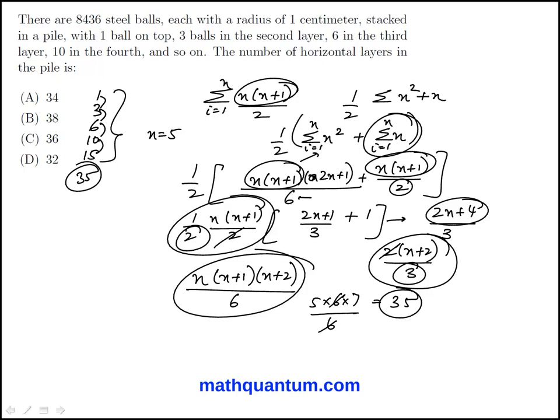Now the key thing is we need to find the value of n for which this sum is 8,436. Now this is a cubic equation. I don't want to be solving for n. So here we'll have to rely on the answer choices. So let me start with B, 38. If n is 38, do I get the sum?